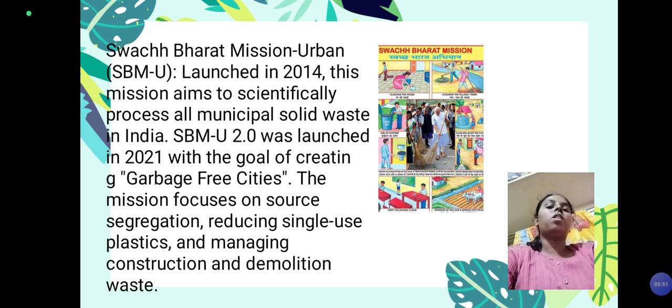2.0, was launched in 2021 with a goal of creating garbage-free cities, and the mission focuses on source segregation, as I said, segregating the waste as dry waste and wet waste, which is important of all, and reducing single-use plastics. So instead of using plastic one time, we have to use an item which is used more times, which is long lasting.